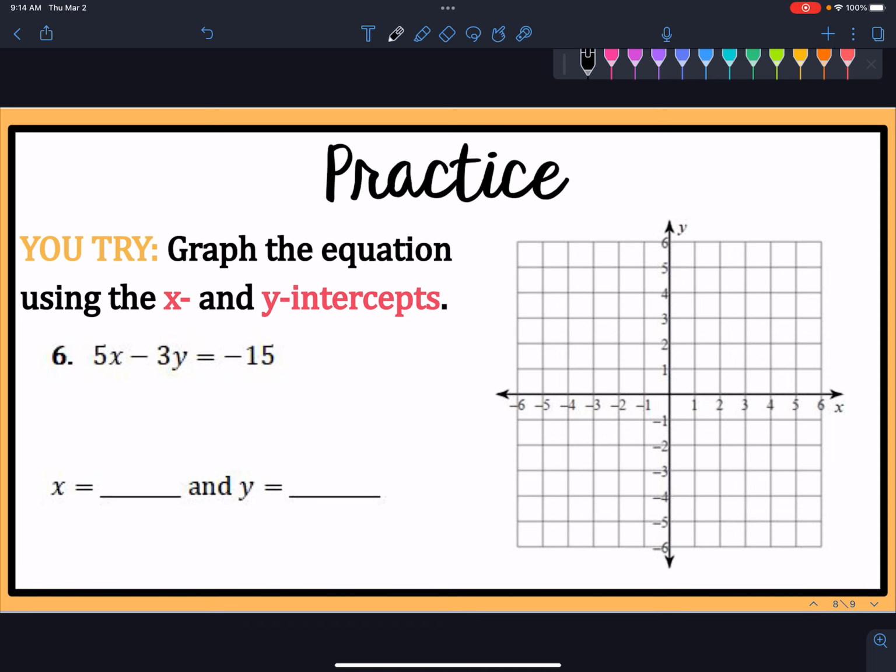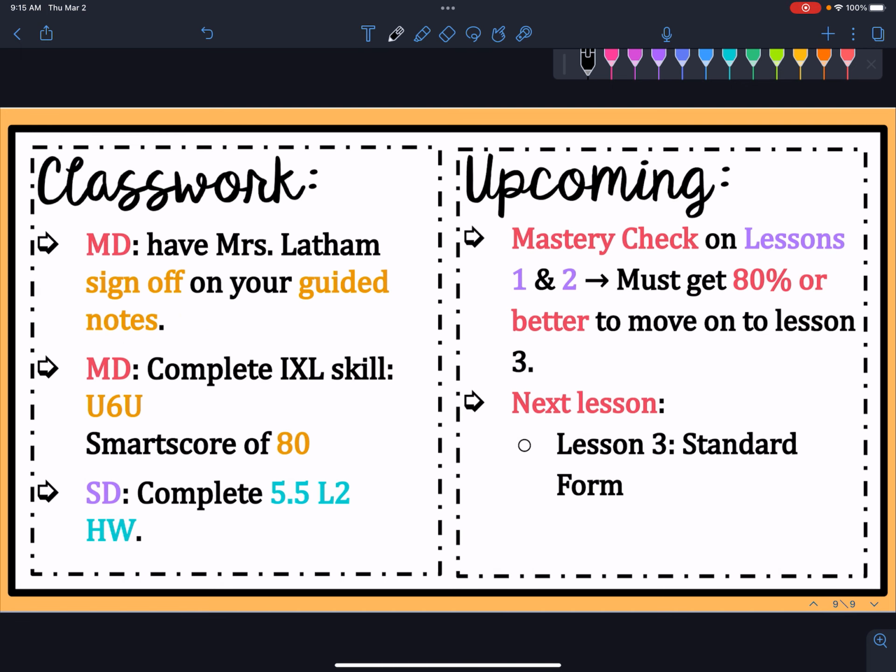Okay, last one. X is going to equal negative 3. And y is going to equal positive 5. And then we can connect them with a straight line. Okay, those are your answers for 4, 5, and 6.